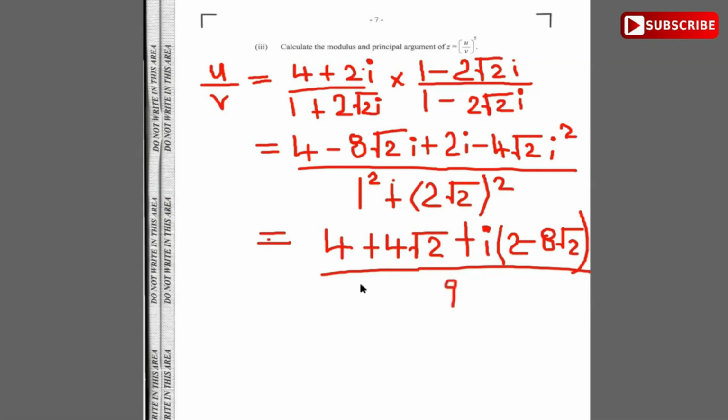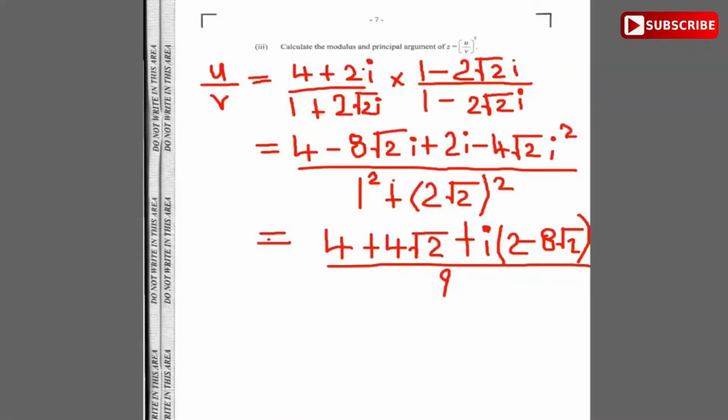So now I can square this now. Actually, this is a much longer method to do it. And so now this is what we get for u over v, and now we need the modulus of u over v to the fifth. All right, the modulus of u over v to the fifth. So first we can find the modulus of u over v.